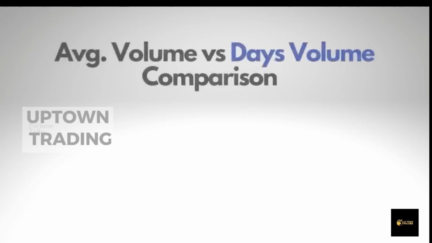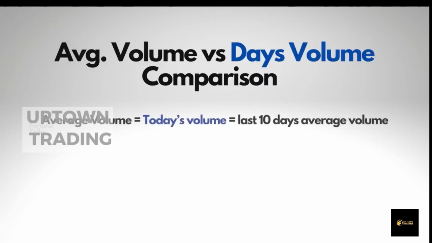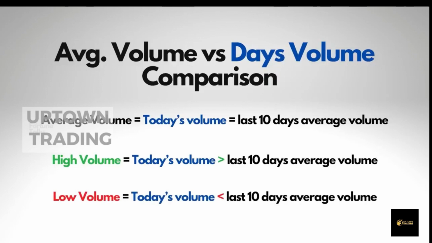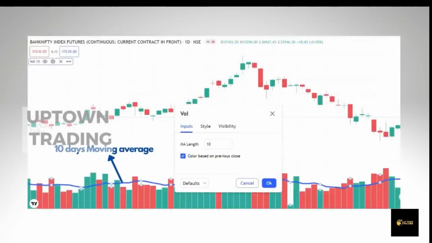After the average volume measurement is done, we can use it for the comparison of today's volume. Now, today's volume is said to be the average volume if it is equal to the last 10 days average volume. If today's volume is said to be higher volume or is said to be an increasing volume, then it is greater than the last 10 days average volume. And finally, if today's volume is said to be a low volume or a decreasing volume, then it is less than the last 10 days average volume. In order to get the last 10 days average, all you need to draw is a moving average line on the volume bars and the job is done.